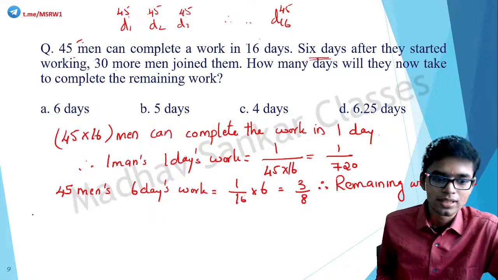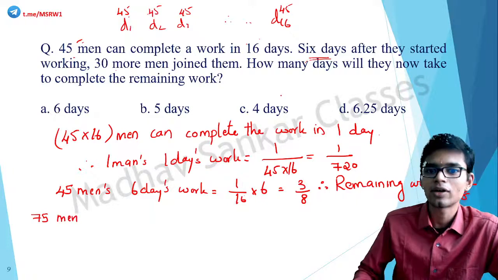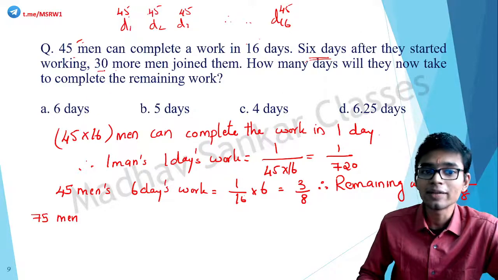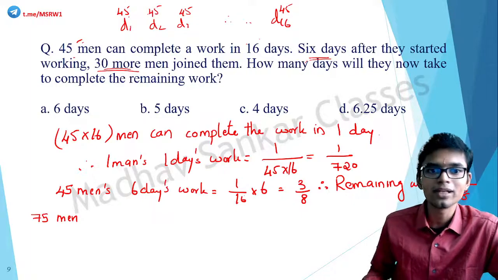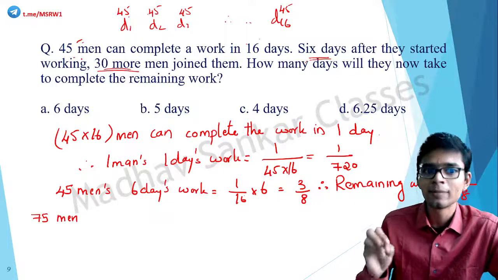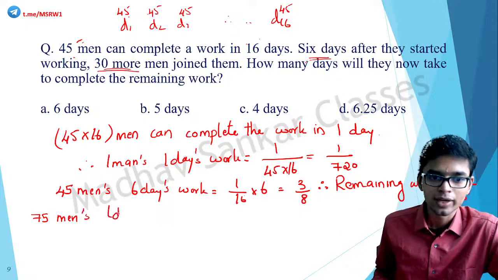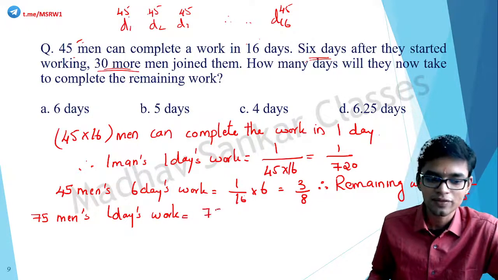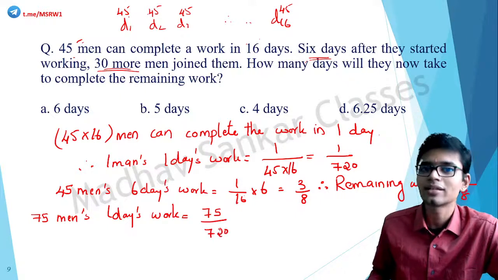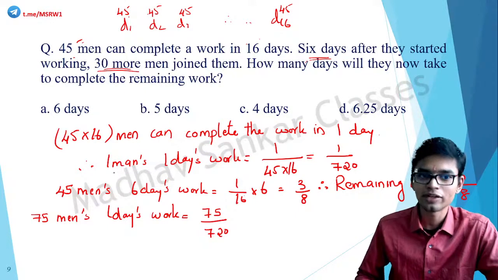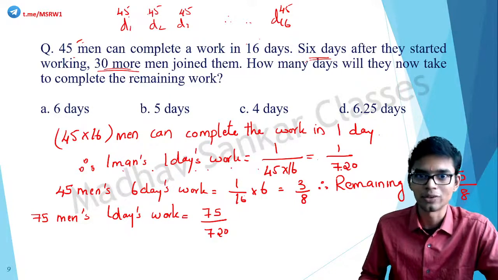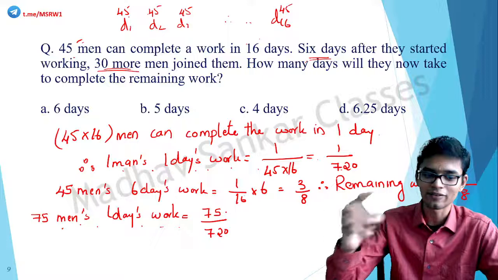Now, okay, after that what happens? 6 days after they started working, 30 more men joined them. So now the total number of men is 45 already working men plus the 30 newcomers. That is 75 men. So 75 men's 1 day's work is equal to how much? 75 by 720. Correct? Think about it. That is why we found one man's 1 day's work. One man's 1 day's work is equal to 1 by 720. Therefore, 75 men's 1 day's work is 75 into 1 by 720. That is 75 by 720.